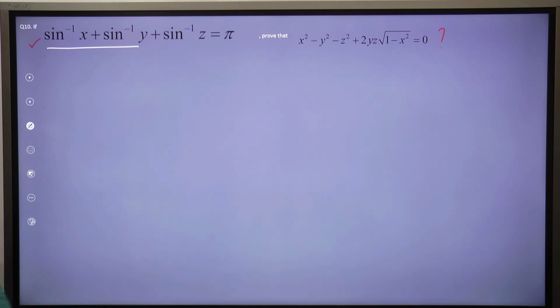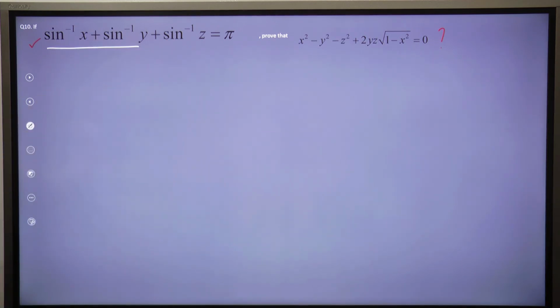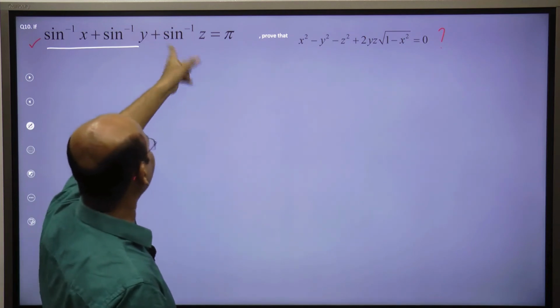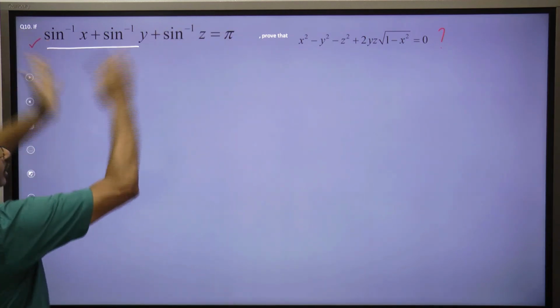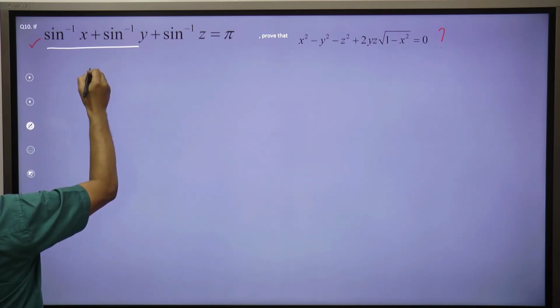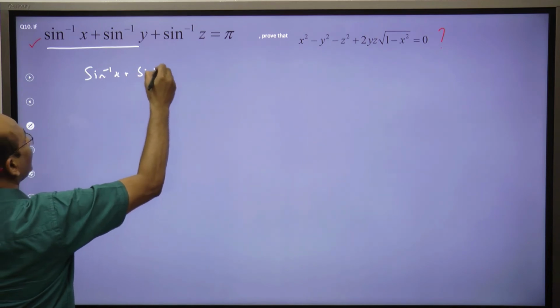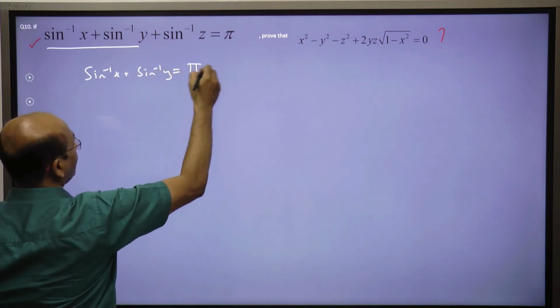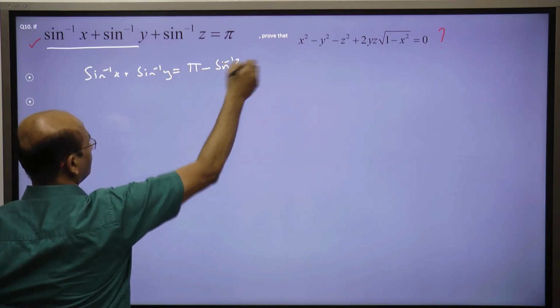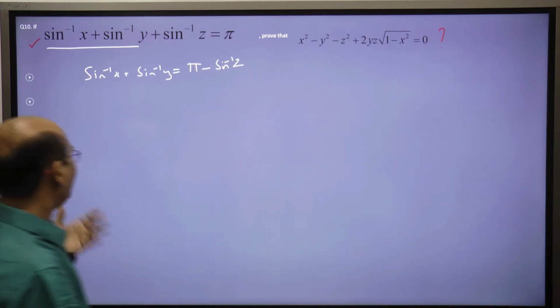Well guys, let us see the next question which is coming up. Sine inverse x plus sine inverse y plus sine inverse z is equal to pi. From the given information you have to go to the unknown. As I said, if you take sine inverse z to the other side, because this is given, you can manipulate anything anywhere. So I am going to work it out like this. Sine inverse x plus sine inverse y is equal to pi minus sine inverse z. The work becomes a little bit lighter, right? Okay, now how do I go about it?